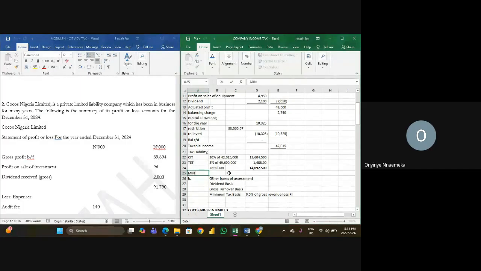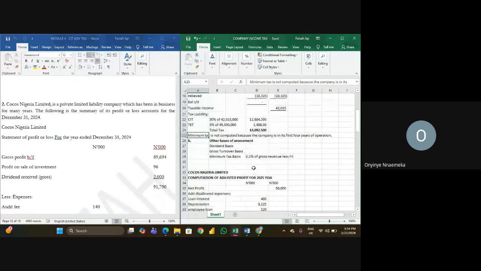So, minimum tax is not computed because the company is in its first 4 years of operation. That is the reason why we skipped minimum tax in this instance. So for minimum tax, you should always do it as long as the company is not in its first 4 years. For the dividend basis, there will be an indication.